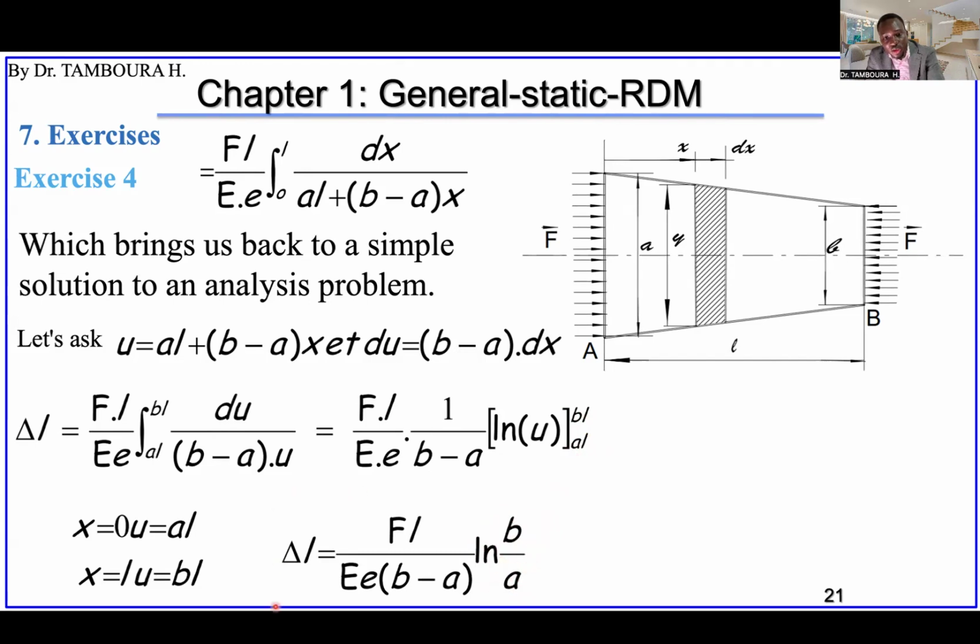So you have the total variation of the length as here. It means it depends on the force, on the F. It will depend on the L. It will depend on the Young modulus, of course. It will depend on the thickness, e, which we cannot see here, this section. And the height, a here, and b here.